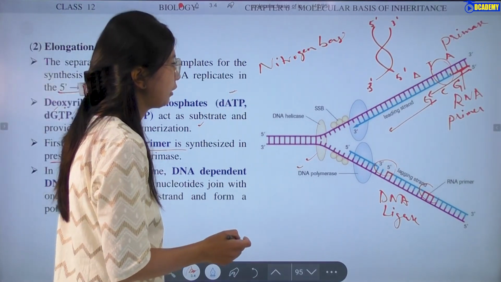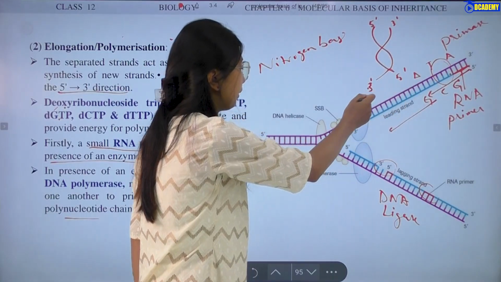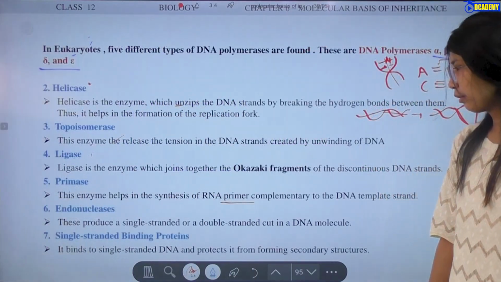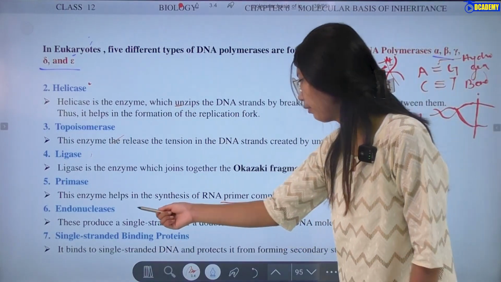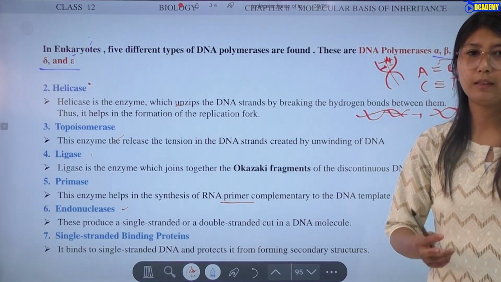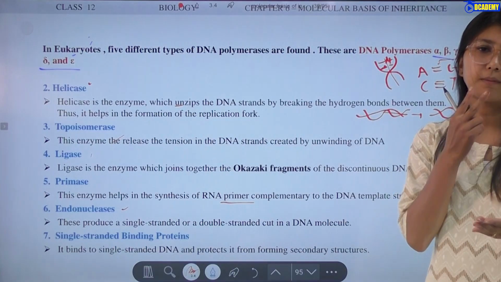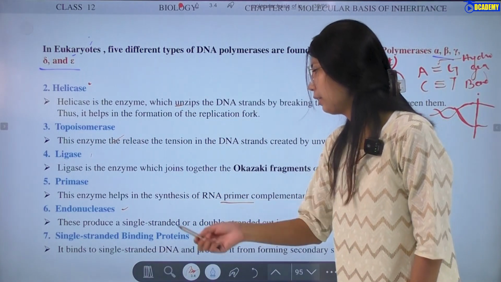And a polynucleotide chain is formed. Then a polynucleotide chain is formed from the RNA. Endonuclease cuts a single strand or double strand in DNA molecules.